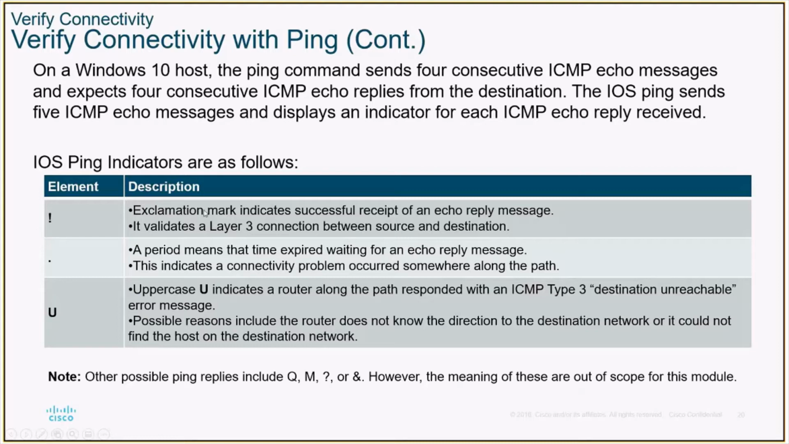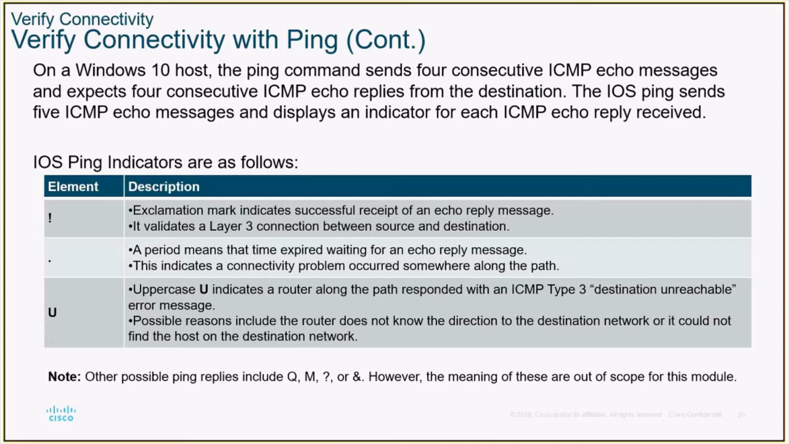And so if you get an exclamation mark, that's good news. The echo reply has returned. It validates the layer 3 connection between source and destination. A dot means that the time expired, and so that echo reply didn't come back in a timely fashion. Now, it might just be a temporary situation. And of course, if it's your first connection, there might be the odd ARP request that it had to wait for, and that can get you a fail for the first packet.